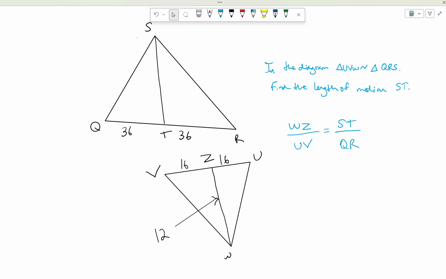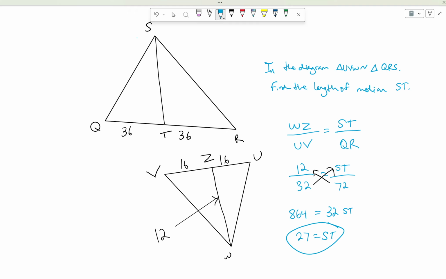So WZ is 12. UV is 16 plus 16, which is 32. ST is what we're solving for. And QR is 36 plus 36, which is 72. And of course, we're going to take our cross product. 72 times 12, according to your calculator, should be 864, and that's equal to 32 times ST. We divide both sides by 32, so we will get 27 is equal to ST. And that is our answer. Okay, next.